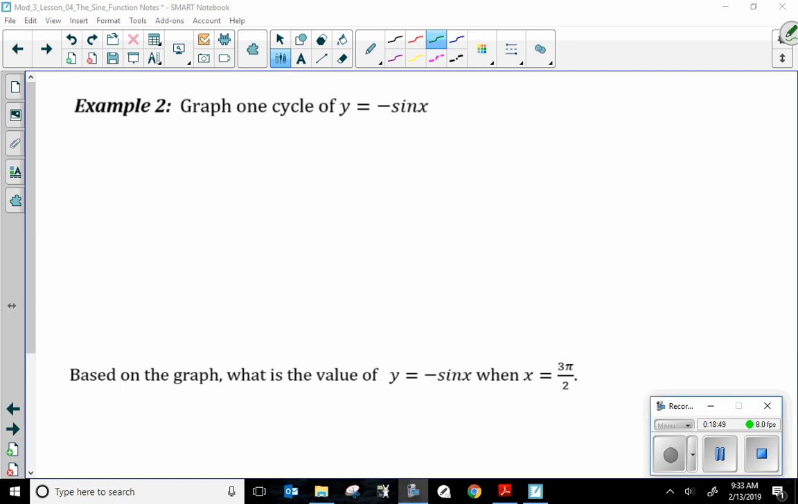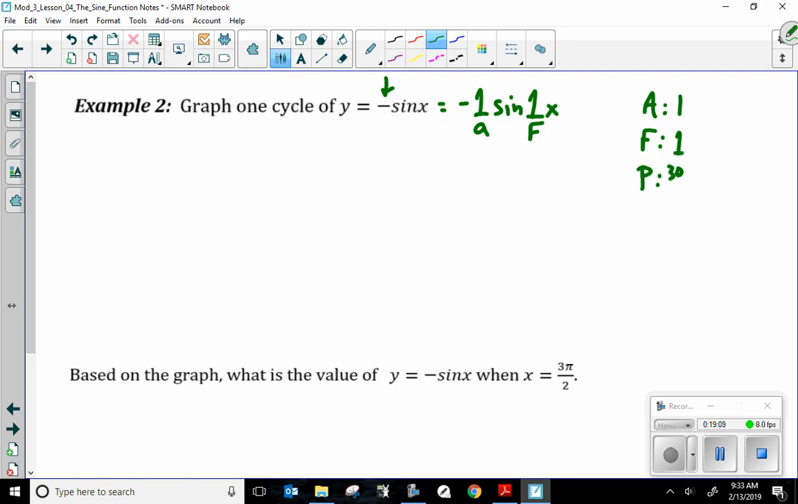And now we're on to example 2, and just perfect, there's a negative sign here. So that's the same thing as saying -1 sine of 1x. You don't have to rewrite it. My amplitude is 1. My frequency is 1. My period, well, that's 360 divided by my frequency, so it's 360 divided by 1. That's 360. And my midline is still nothing in the back here, so it's +0, still at y equals 0.